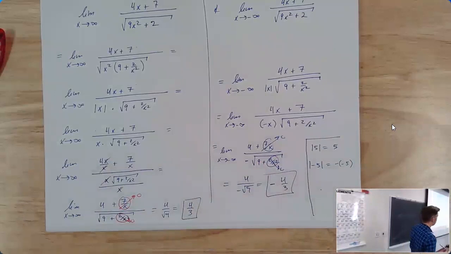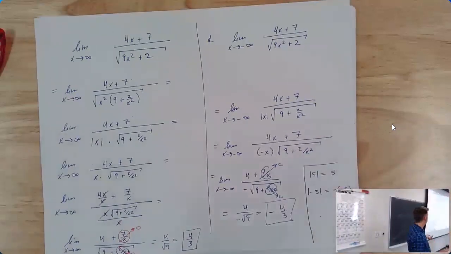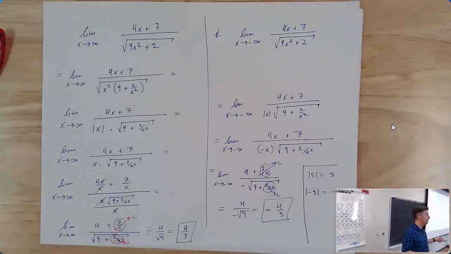So this function and functions like this are examples of functions that have two different horizontal asymptotes: positive 4/3 to the right and negative 4/3 to the left. Kind of interesting.